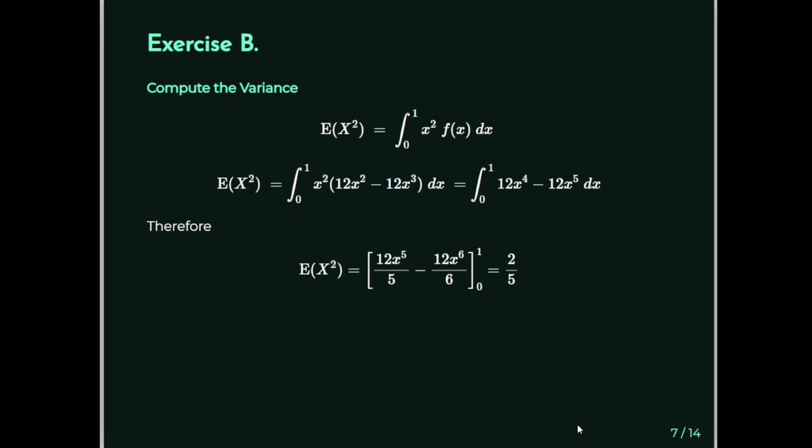When we evaluate that expression, or get the integral of that expression, I should say, and apply the limits of integration, the definite integral limits, we have 12x to the power 5 divided by 5 minus 12x to the power 6 divided by 6, evaluated from 0 to 1.